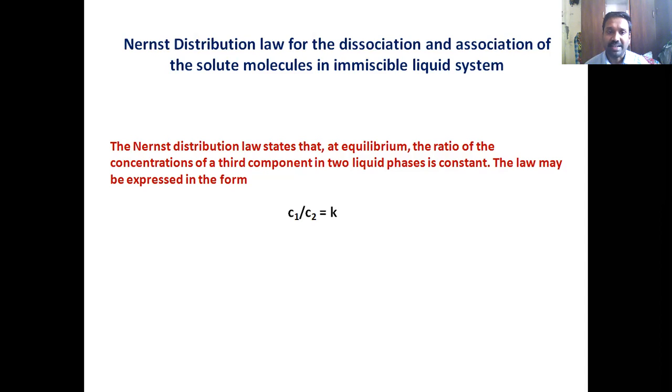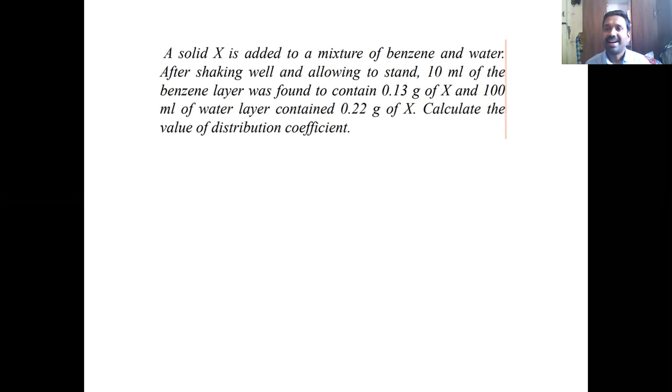But what does the law tell? That if you measure the concentration of the solute in solvent 1 as well as solvent 2 and take the ratio, it is always a constant. For any concentration of solute and solvent combinations, you always get a constant, and that constant K is called the distribution constant. Fine, this is what we saw in our previous class. Now let us solve a simple problem on distribution law.